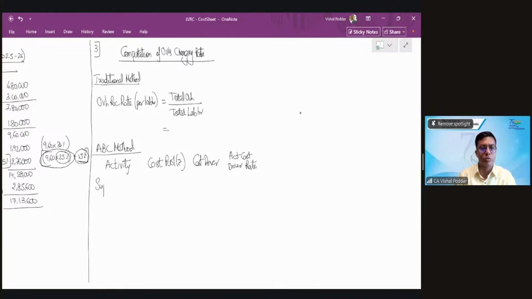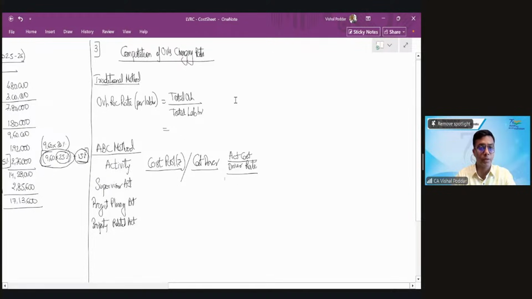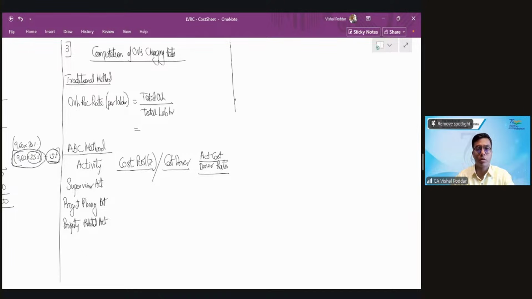So supervisor activity, project planning activity, and property related activity. So we'll put down the cost, we'll put down the drivers, and then divide both of these. So you'll get the activity cost driver rate. Correct, students? See, you have to solve first, okay? Because in revision, unless you start solving and practicing, it won't be very helpful.